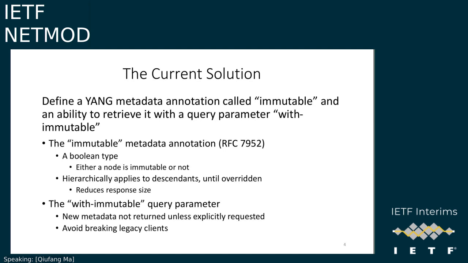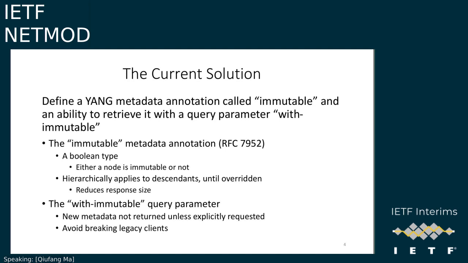We also define the with-immutable query parameter to be used in the retrieval operation, so that this immutable annotation will not be returned unless explicitly requested by this parameter. This could avoid breaking the guidelines: if legacy clients do not understand the immutable annotation, they would not even use this query parameter, so they wouldn't see any changes in their retrieval operations. So this is now a single solution with a metadata annotation.